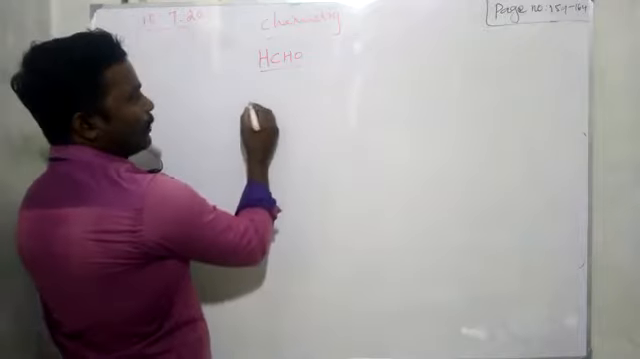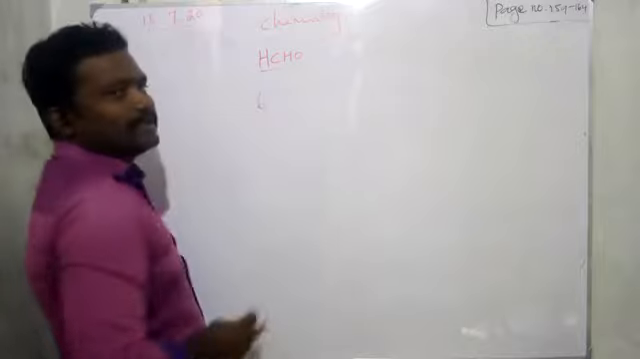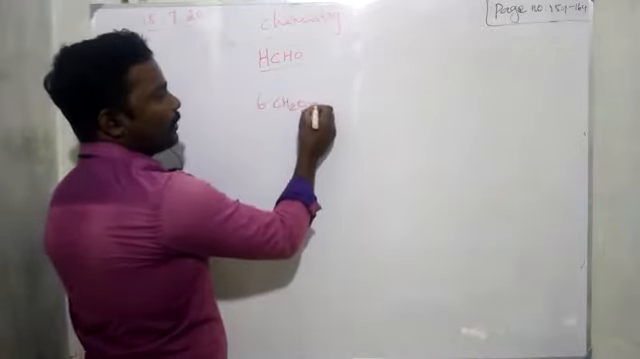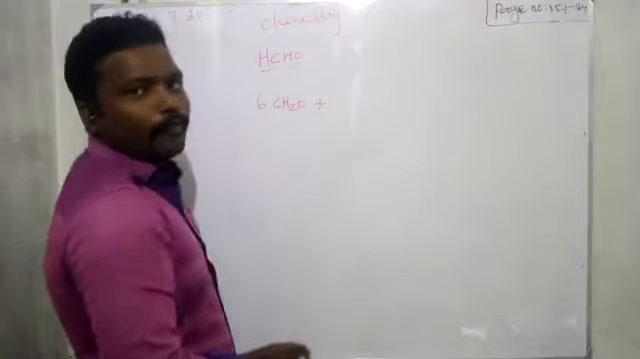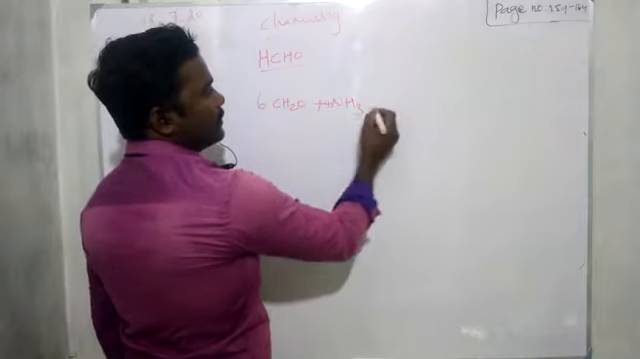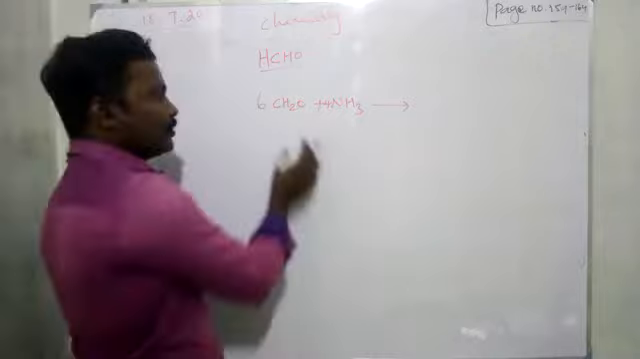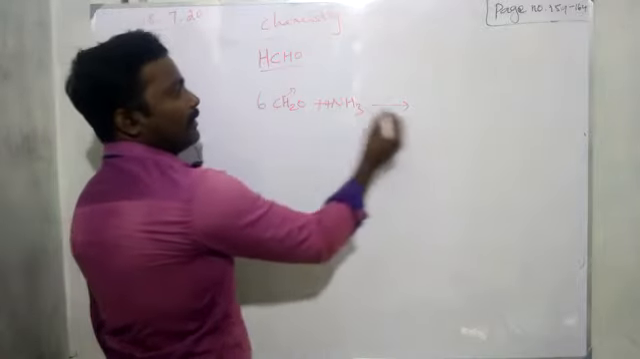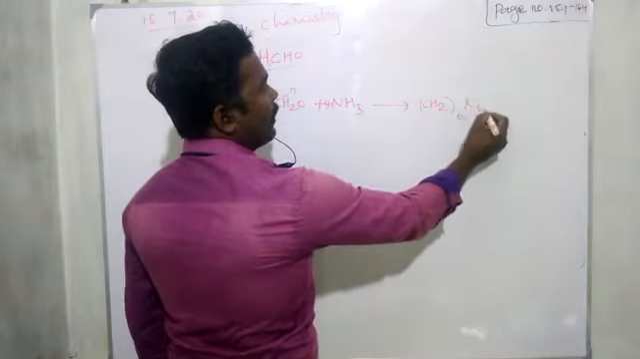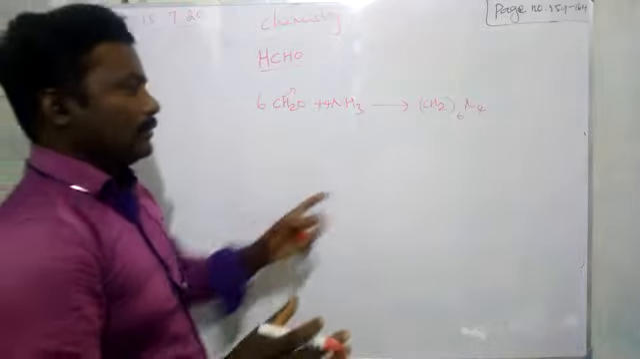Right? So we are going to take 6 moles of formaldehyde, CH2O, then 4 moles of ammonia, NH3. So it will give hexamethylene. Hexa means 6, so 6 CH2 groups. Hexamethylene tetraamine, so 4 nitrogen. So that is the product.